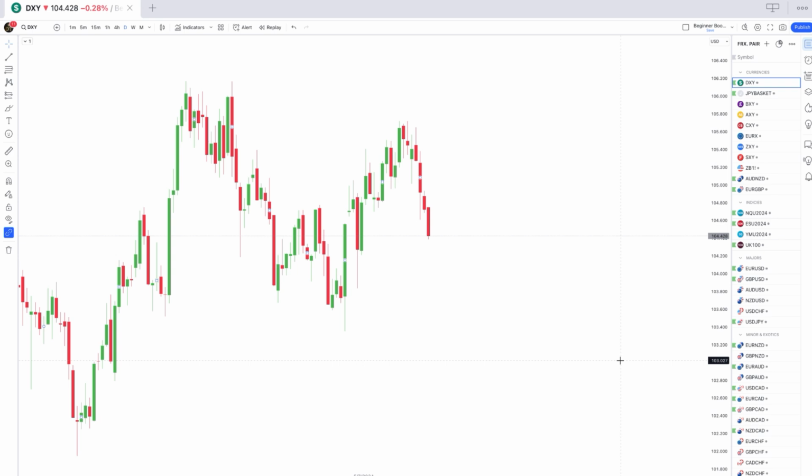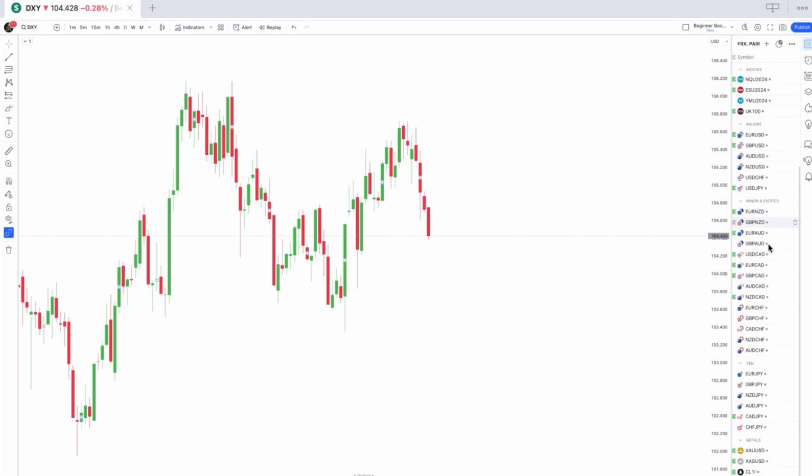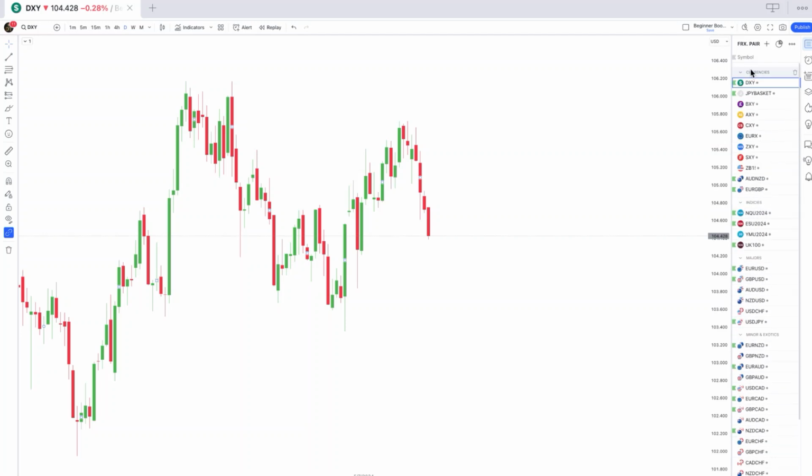So currently you're looking at TradingView. This is the tool I use to do my analysis on. And on the right side, you see every single Forex pair and other asset class I am trading. So here I have the currencies. DXY is the dollar, the JPY basket is the Japanese yen, the BXY is the British pound, then the Australian dollar, Canadian dollar, euro, New Zealand dollar, Swiss franc. These are bonds. This is something for later, it's not for the beginner bootcamp. And I have these for my analysis for when I'm looking at my individual currency strength.